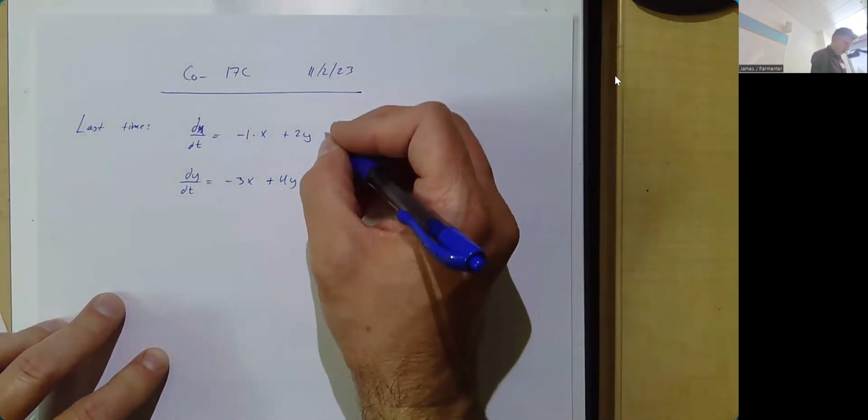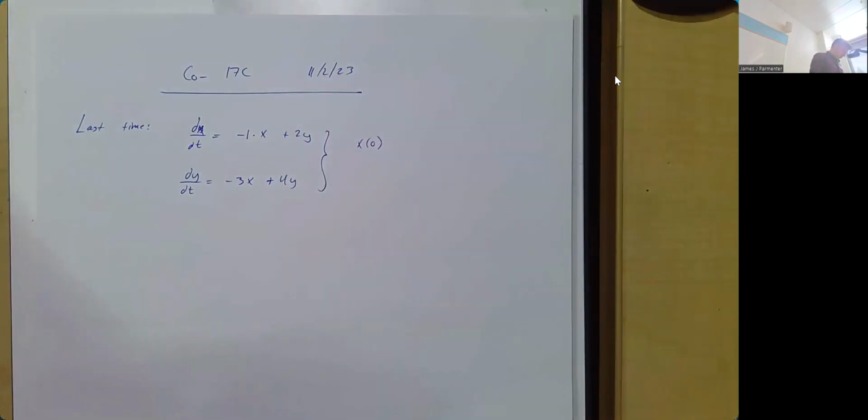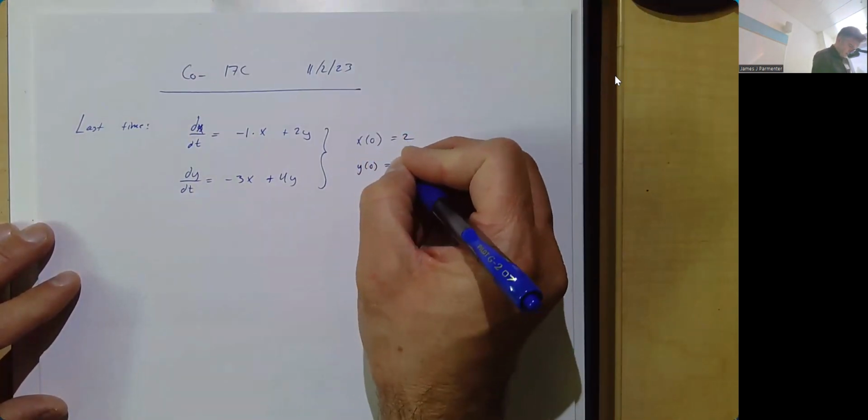The initial conditions were that x of 0 was 2, I believe, but let me double check that. Sorry, I've got notes all over the place here, and I'm less organized than I should be. Yeah, x of 0 is equal to 2, and y of 0 was equal to 4.